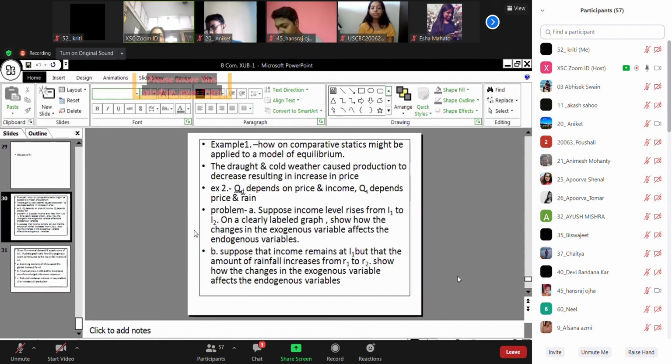Then come to the second problem. In the second problem that I have given you, suppose QD depends upon price and income, and QS, or supply, depends upon price and rain. We already have an equilibrium point with price, quantity supplied and demanded. Suppose income of the consumer has been increased.